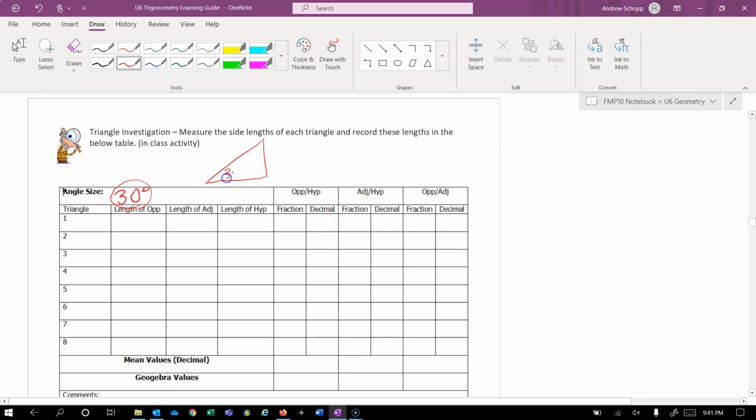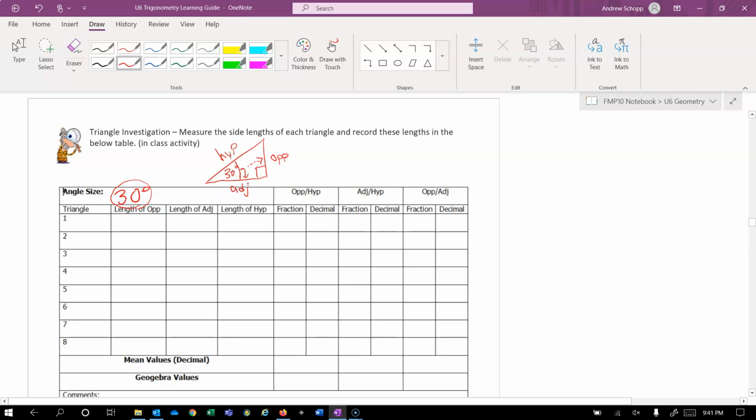So if this was your triangle and you were told that that was 30 degrees, the triangle would have been labeled with the longest side as the hypotenuse, or the side opposite from the right angle. Then from this angle of 30 degrees, which we call our angle of interest, the opposite side will be labeled with an O, and then the side that touches the angle but is not the hypotenuse is the adjacent side.